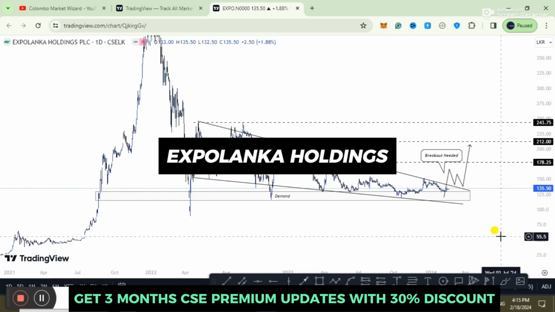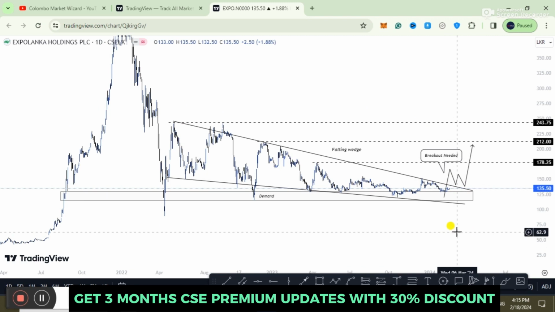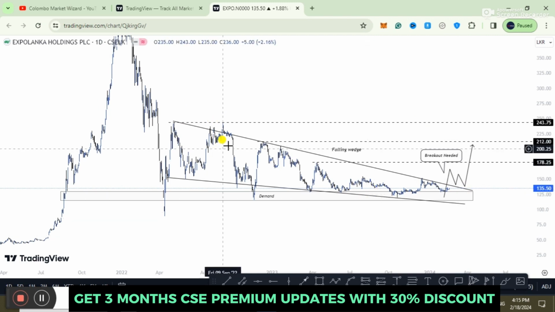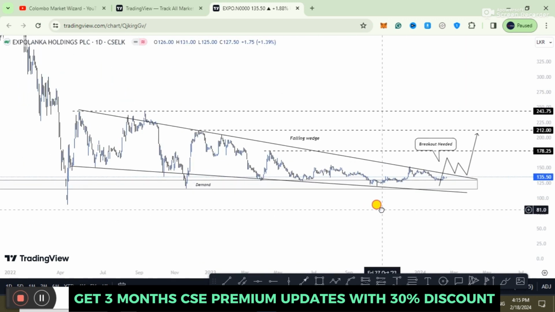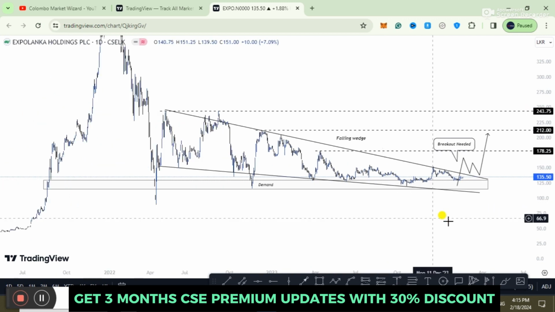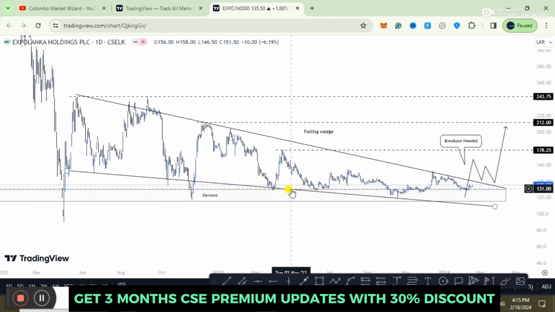So on the EXPO Lanka Holdings, it is very clear, and we have already discussed the price action and the structure that we have identified recently on the daily time frame and also on the weekly time frame. So for those who have missed my previous analysis, I recommend you follow up my previous analysis that I have done on the weekly update and also on the individual market price action analysis.